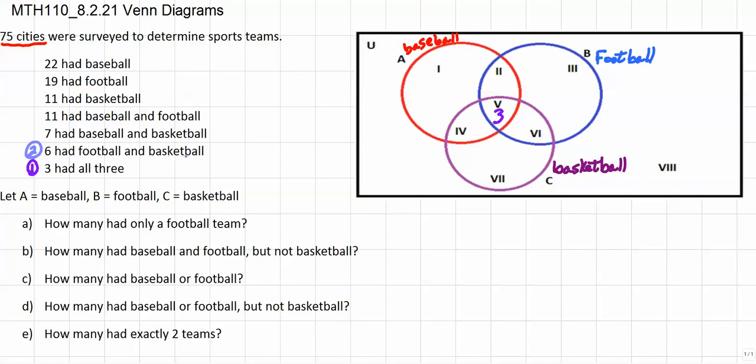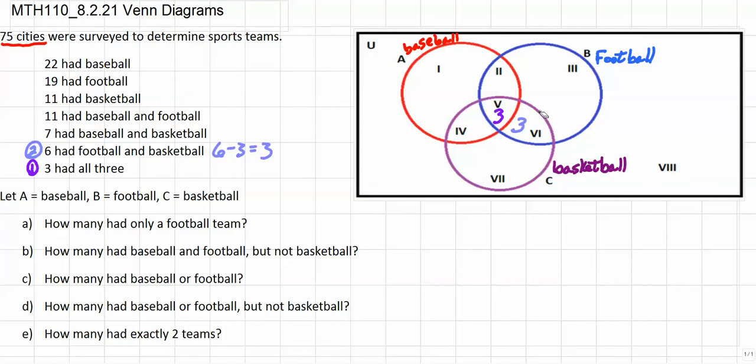6 had football and basketball. That's going to be the intersection of football and basketball, so that's going to be this region right here. However, we already have 3 teams accounted for, so this is going to be 6 minus 3, which will be equal to 3, and we will put 3 right here in region Roman numeral 6.